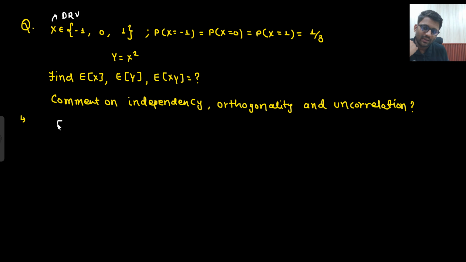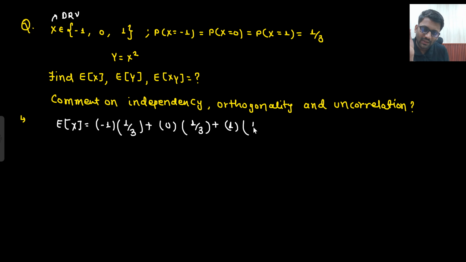So first what I need to find? Expectation of x. So what I will do? I will take the value of x and multiply with the probability of it, for each value. What is the expectation of x? 0.